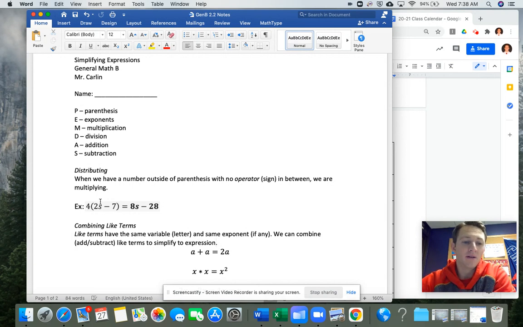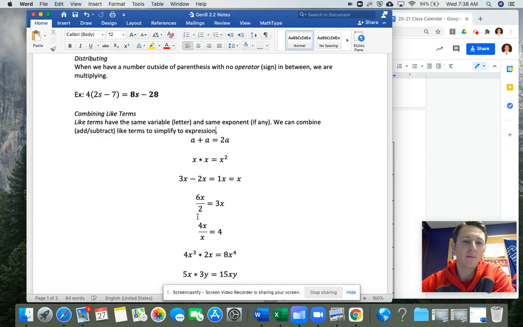And then a positive times a negative is a negative, and 4 times 7 is 28. So we've simplified our expression, 8s minus 28. Now combining like terms, there's a couple rules here, and if you refer back to this list, hopefully it'll help you no matter what problem you are on.